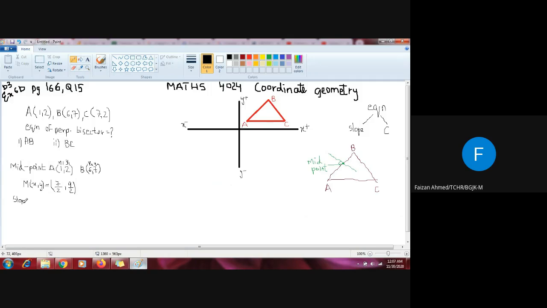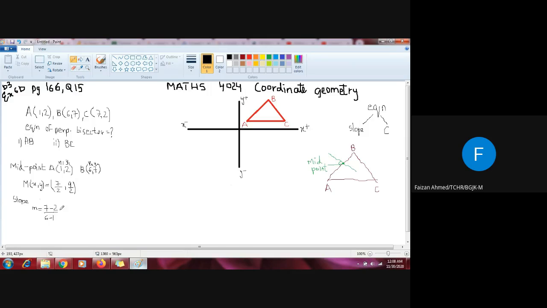I will write slope. And since I have to find AB, A is my first point, that is x1, y1. B is my second point, that is x2, y2. So slope will be equal to y2 minus y1. My y2 is 7 and my y1 is 2, so 7 minus 2, divided by x2 minus x1. Again, the value of x2 is 6 and the value of x1 is 1. So 6 minus 1.